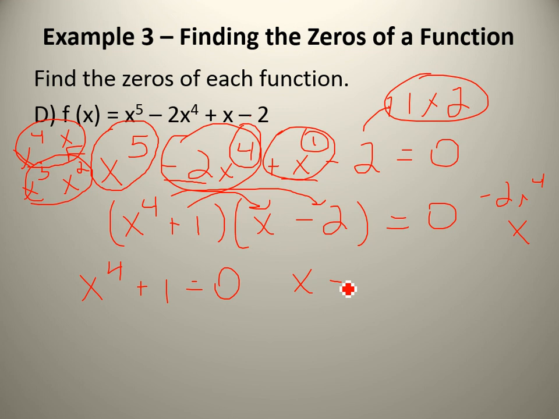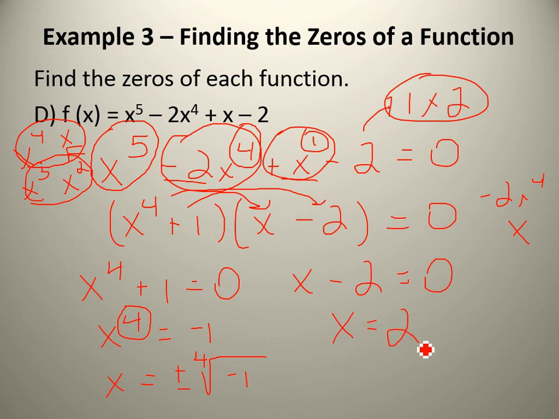So I end up with this. When I solve this over here, I got x to the fourth equals negative 1. And then I would take the fourth root on both sides. So x equals, now I'm going to do plus or minus again because this is an even value. So I'm going to have plus or minus just like I did with x squared. This would be the fourth root of negative 1, which is going to get me an imaginary solution there. And then with this over here, I'm going to add 2 to both sides, and I get x equals 2.